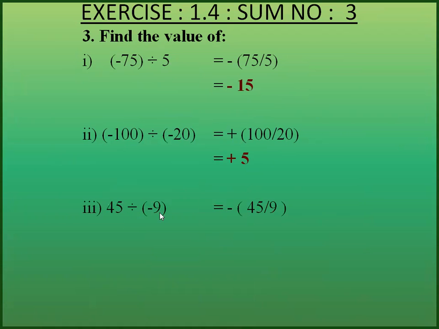45 divided by minus 9. Both the signs are different, so it's a negative sign. 45 divided by 9 is 5, so the answer is minus 5. Minus 82 divided by 82. Both are different signs, so you take a negative number. 82 divided by 82 is 1, so your answer is minus 1.